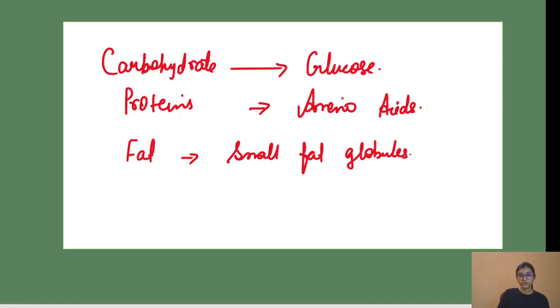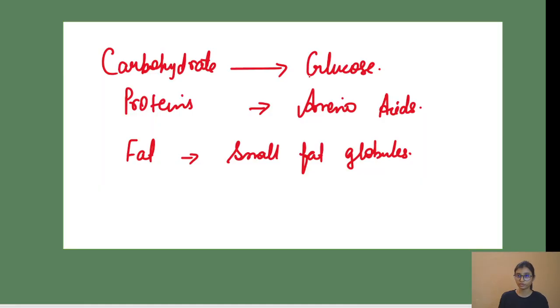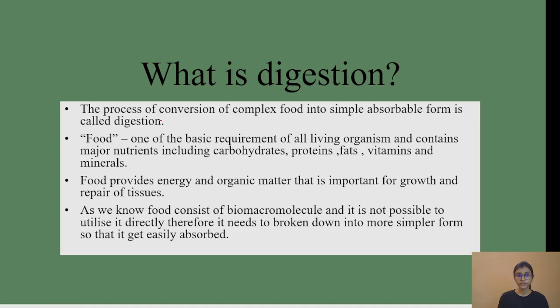Now, the term as it is written here is the process of conversion of a complex food material into a simple absorbable form. So when carbohydrate is converted into glucose, it is going to be absorbed. Basically, food is the basic requirement of all living organisms, and it contains the major nutrients including carbohydrate, fat, protein, vitamins and minerals. The ultimate goal of having food is that it provides you energy and the organic materials required for the growth and development of your body, and also for repairing of your tissues.